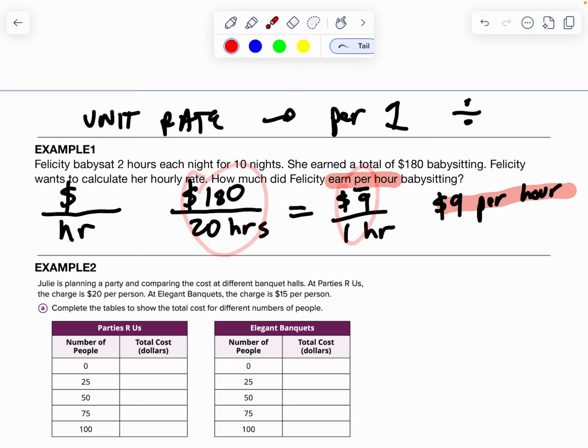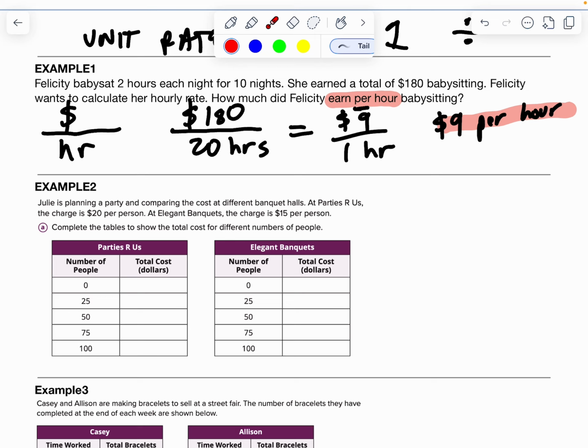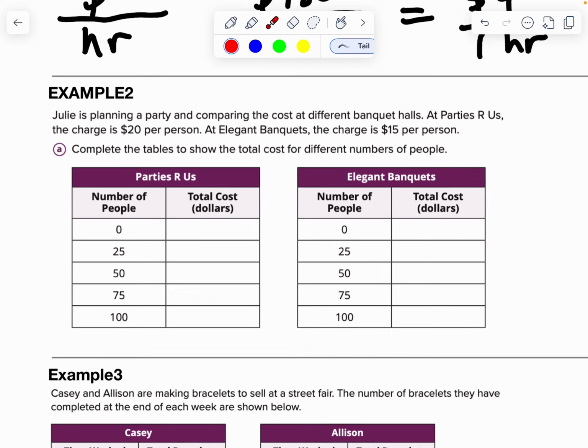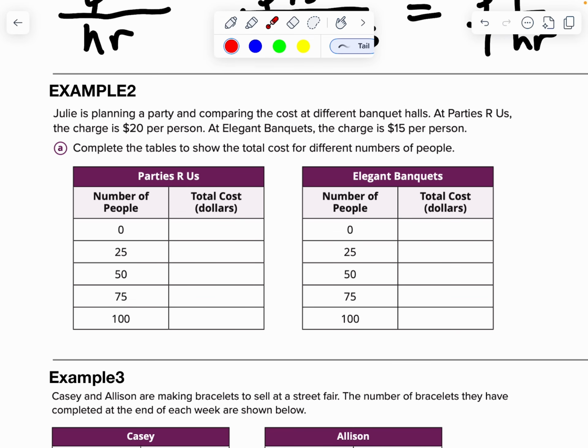All right, let's look at example 2. Julie is planning a party and comparing the cost of different banquet halls. Parties R Us charges $20 per person. At Eloquent Banquets, the charge is $15 per person. Complete the table to show the total cost for the different number of people. So, this is a little weird. Here at Parties R Us, they charge $20 per 1 person, so if we want to, we have to multiply.